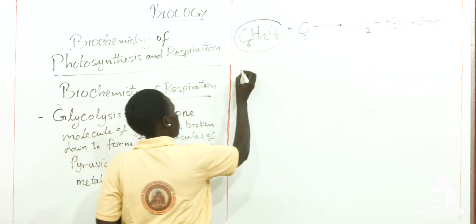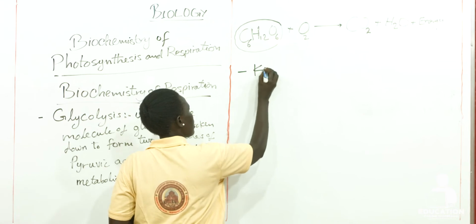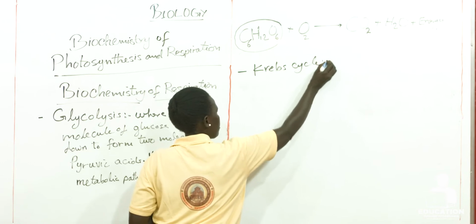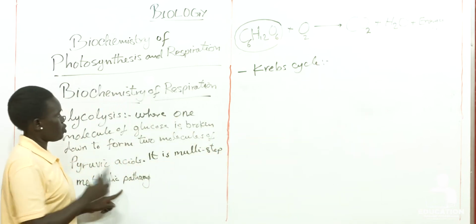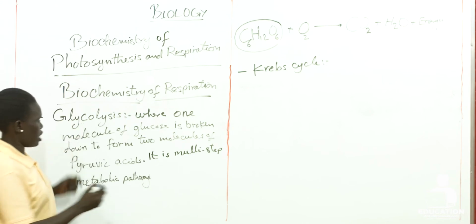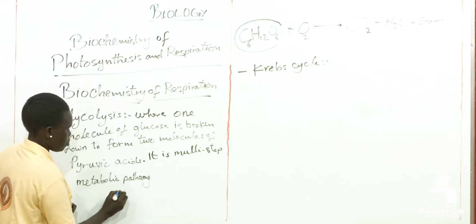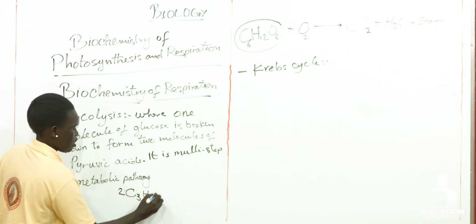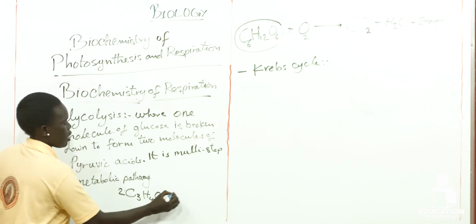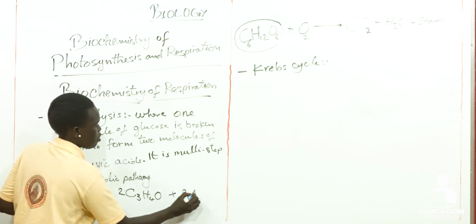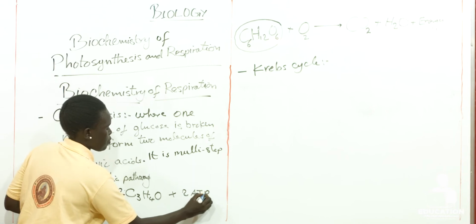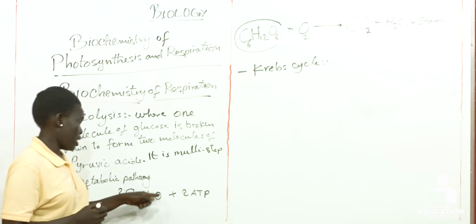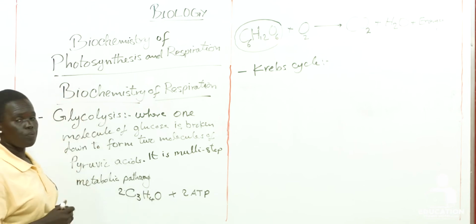Process number 2 is Krebs cycle. So before coming to that step, under glycolysis, we said two molecules of pyruvic acid are formed plus two molecules of ATP. A little amount of adenosine triphosphate is produced under this stage.